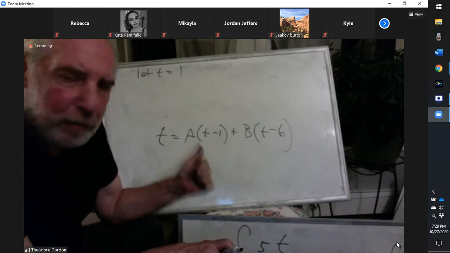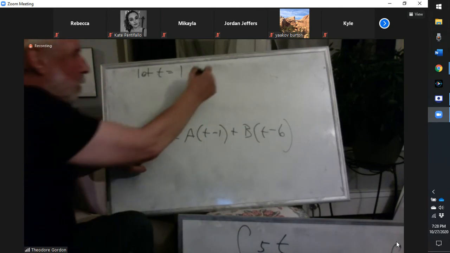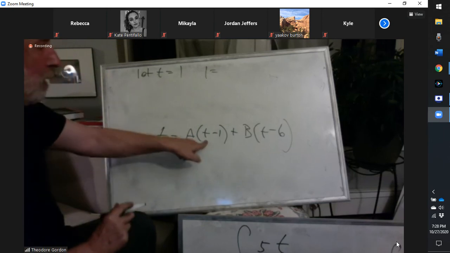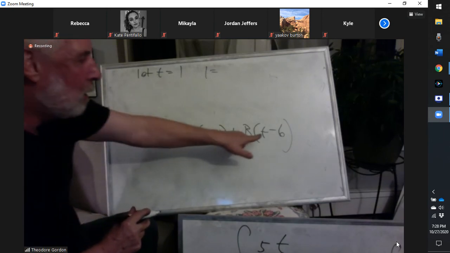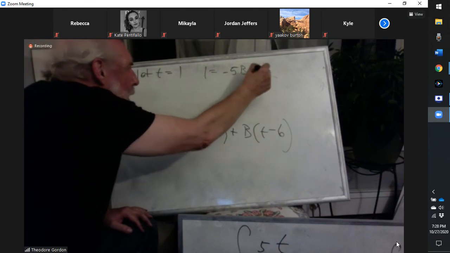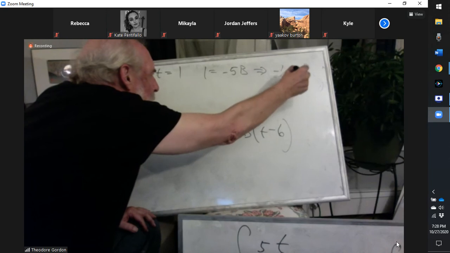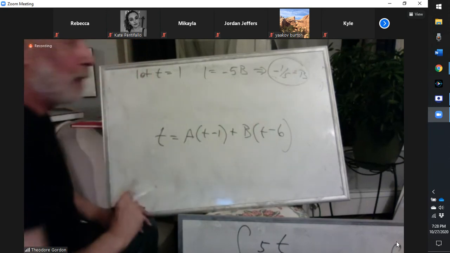So good observation, Yakov. So if t is equal to 1, here's a t, so there's a 1. If t is equal to 1, this is all 0. If t is equal to 1, we get negative 5b, and therefore negative 1/5 is equal to b. And there's our value for b.